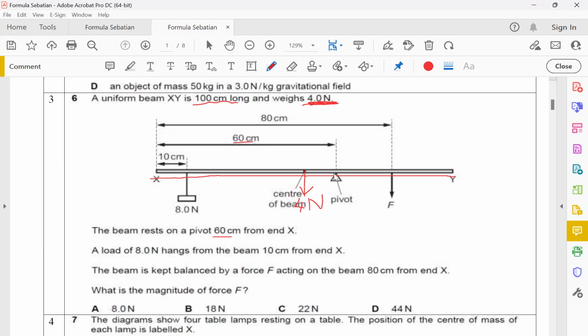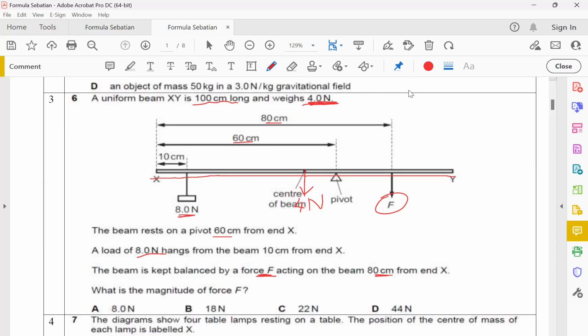60 cm away, this pivot is here. And an 8 Newton load hangs here, right? The beam is kept balanced by a force F that is on the 80 cm mark, right? This force F keeps it in balance. What's the magnitude of F? Same thing. First and foremost, you need to identify which ones are clockwise and which are anti-clockwise, right?